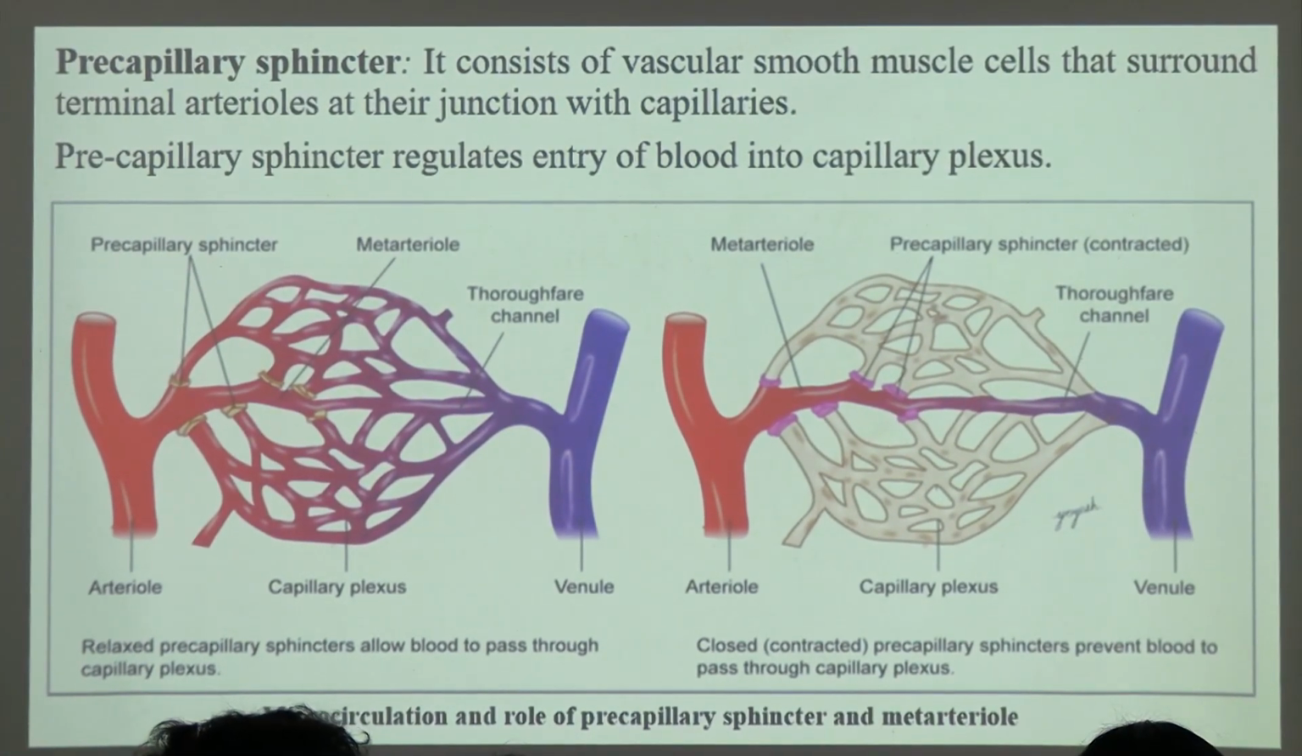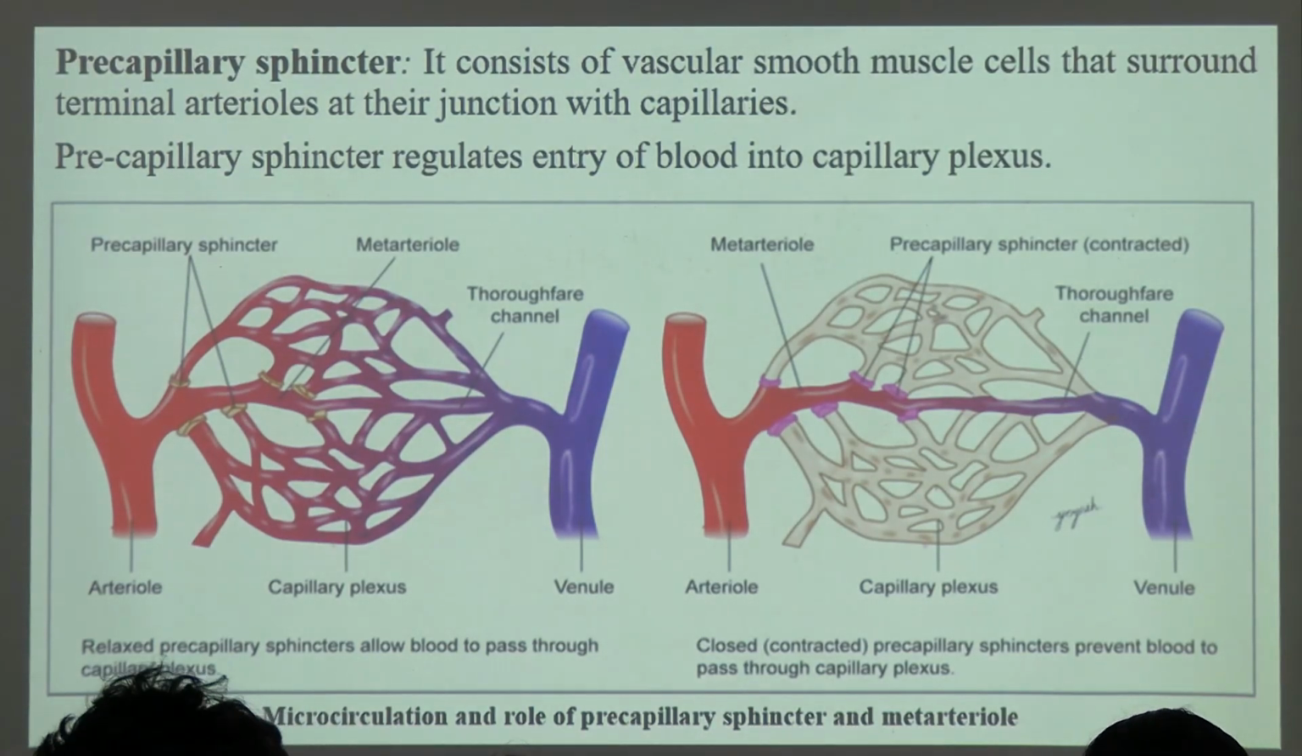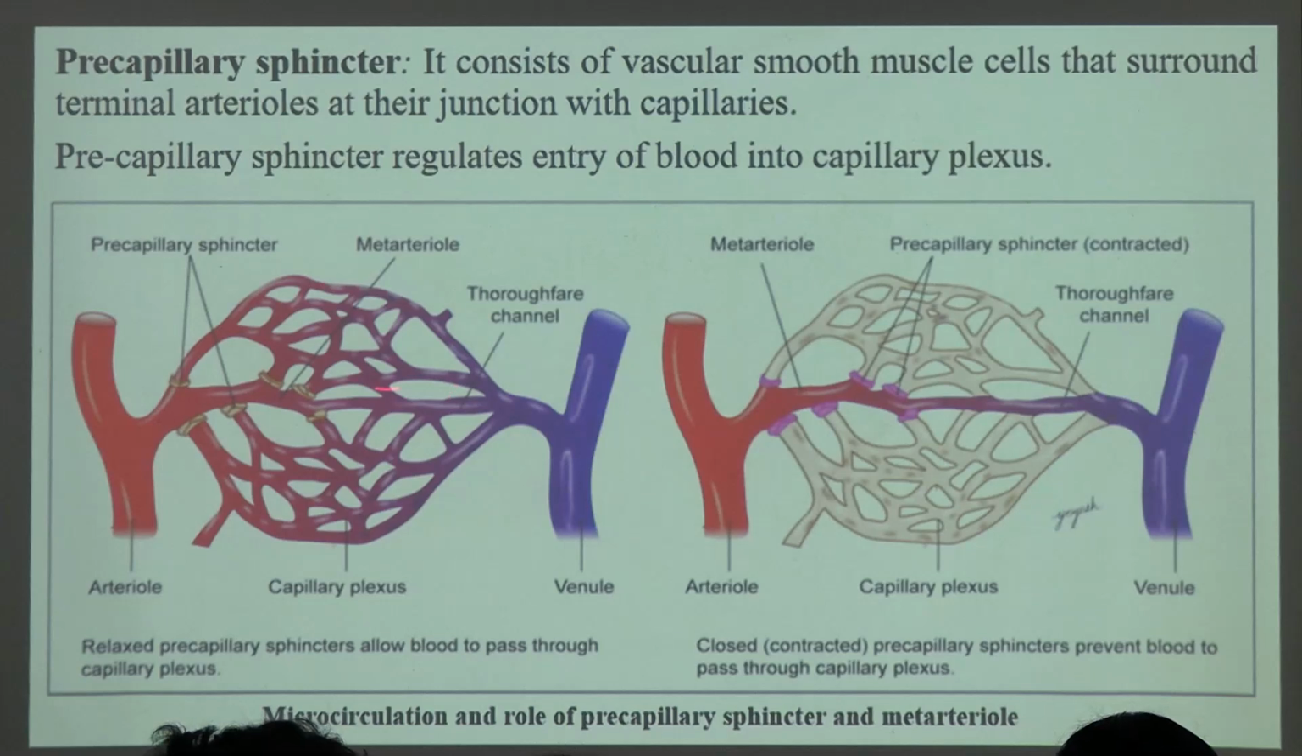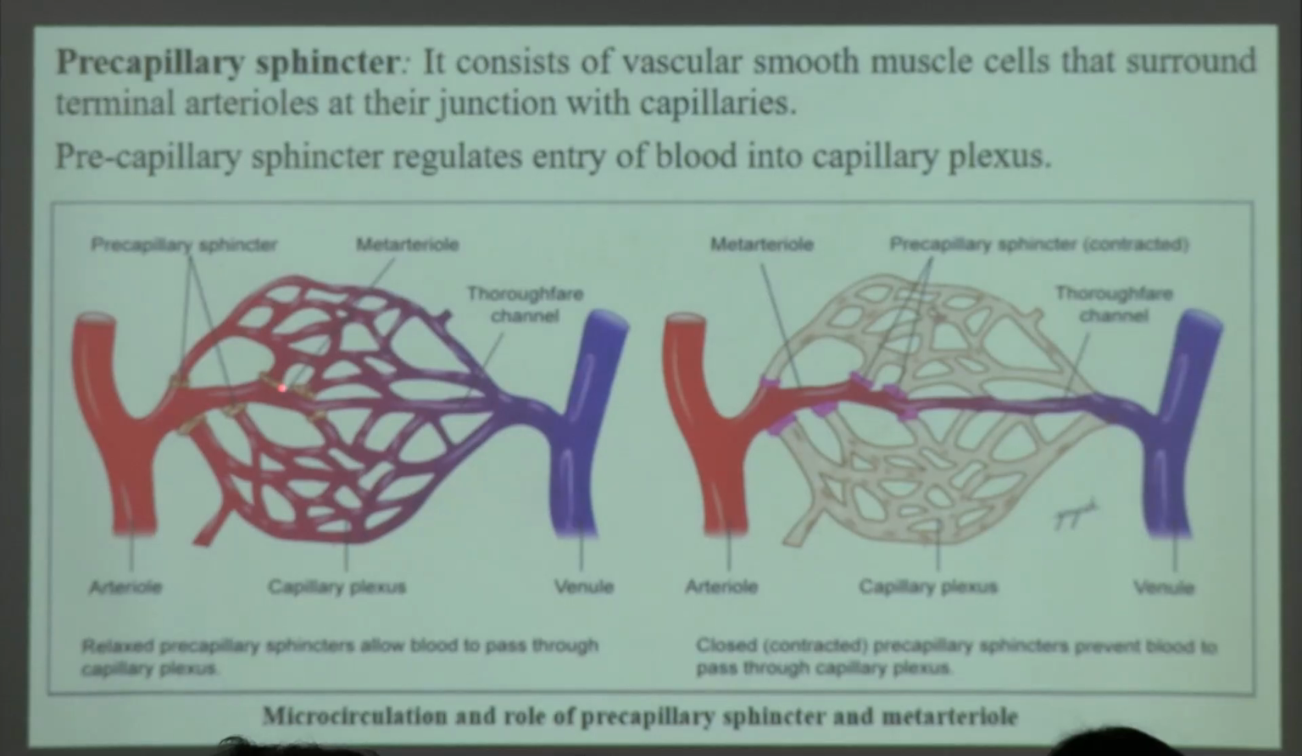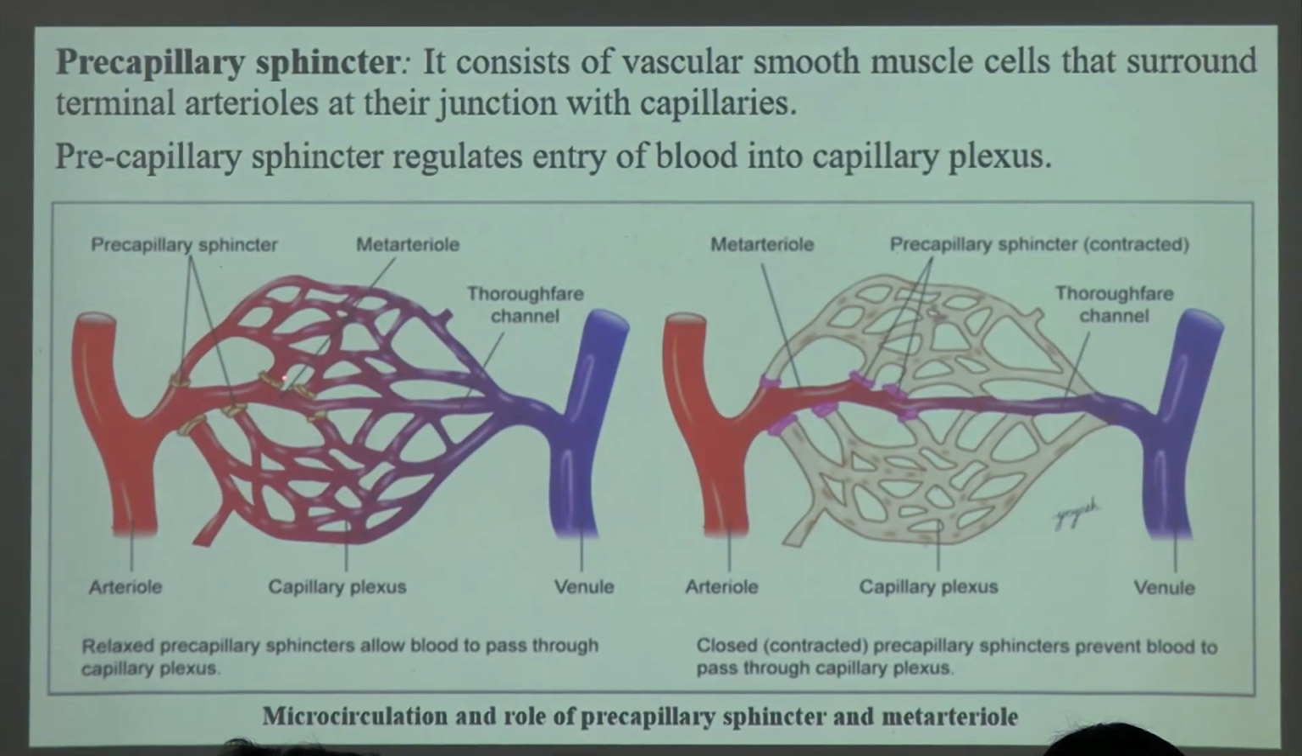This is the microcirculation and role of pre-capillary sphincter. So I have mentioned about the meta-arteriole, right? जो arterioles होता है उसका lateral branches होता है, that is forming the meta-arteriole. As you can see, see this is the meta-arteriole. So what is this? This is the arteriole, उसका lateral branch होता है which is forming the meta-arteriole. Okay. Now, can you see the pre-capillary sphincters?